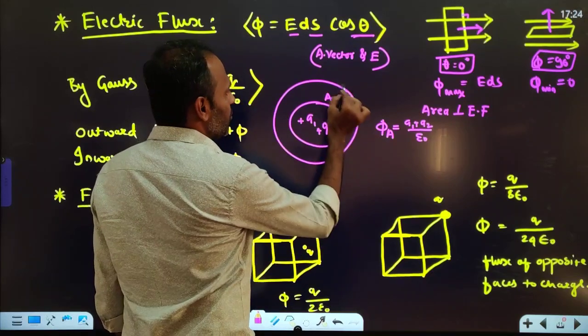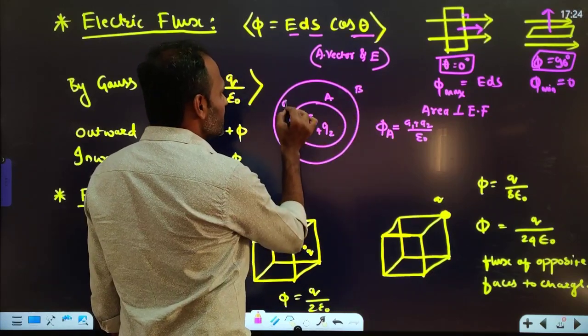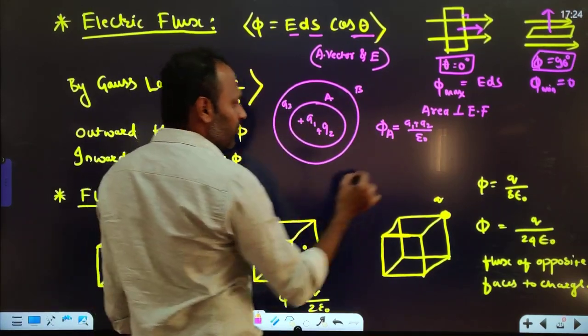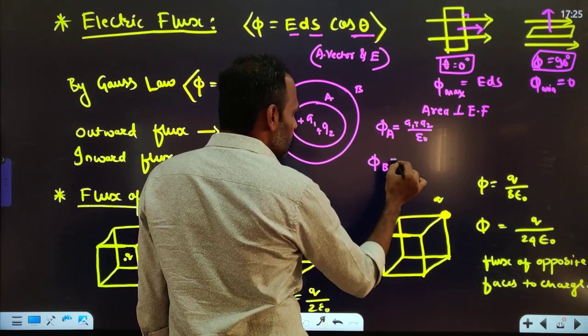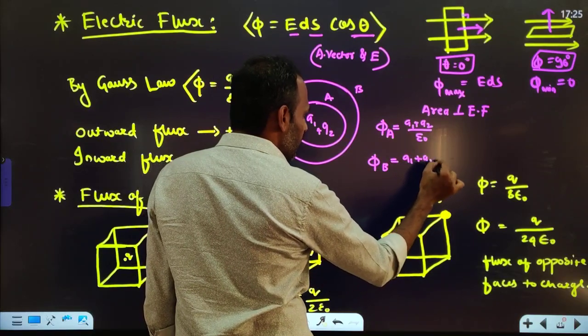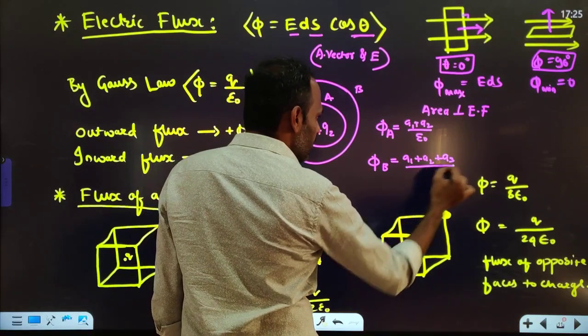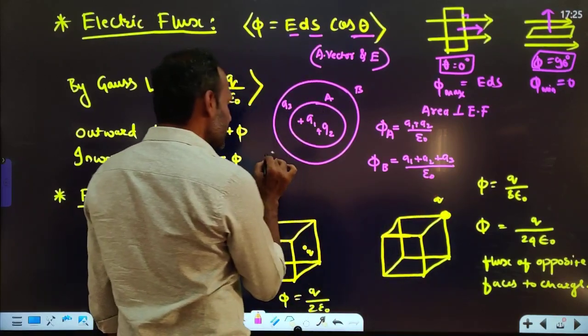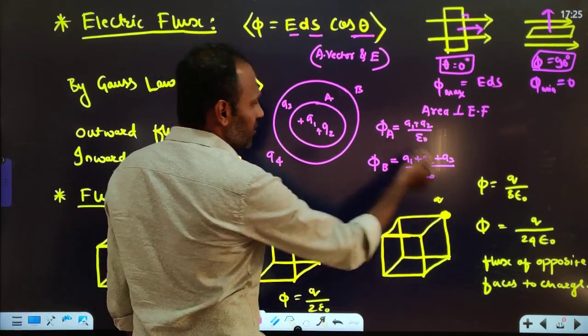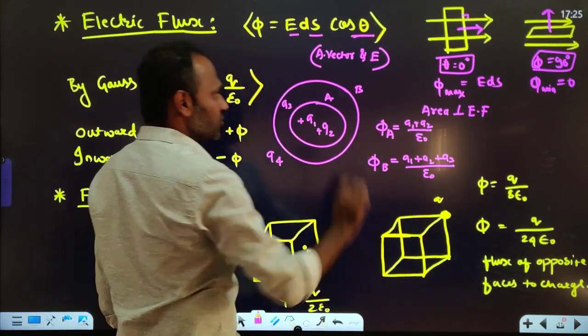Okay, next if I take one more surface called B and there is a charge called Q3 here. Look, flux of B will be Q1 plus Q2 plus Q3 divided by epsilon naught. If there is one more charge here called Q4, it is not included in the flux of A and also not in the flux of B.